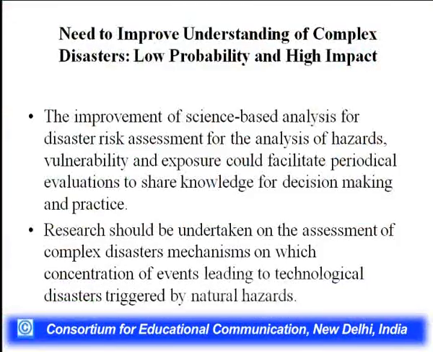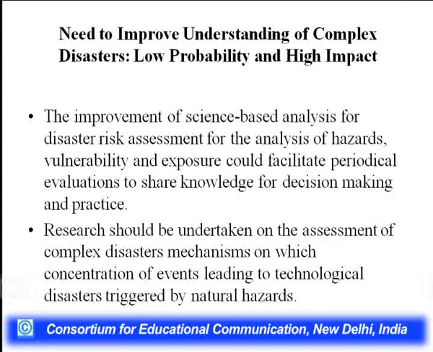Such a type of disaster occurs only after a very long time. So we have low probability but high impact, because people are not aware. So what do we need? We need extraordinary efforts, and improvement of science-based analysis is very, very important to share knowledge for decision making. Research should be undertaken on assessment of complex disaster.